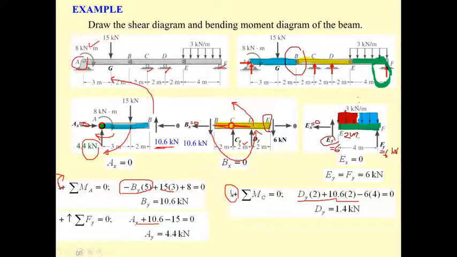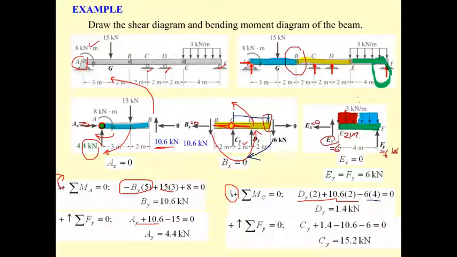However, coming to this 6 kilonewton, it has the opposite rotation. It's going to be times the distance of 4 meters. So we get D sub y of 1.4. And finally, summation F sub y equals 0. The 1.4 D sub y plus C sub y, you get this. And then 10.6 and 6 are downward, negative. So we get C sub y of 50.2.